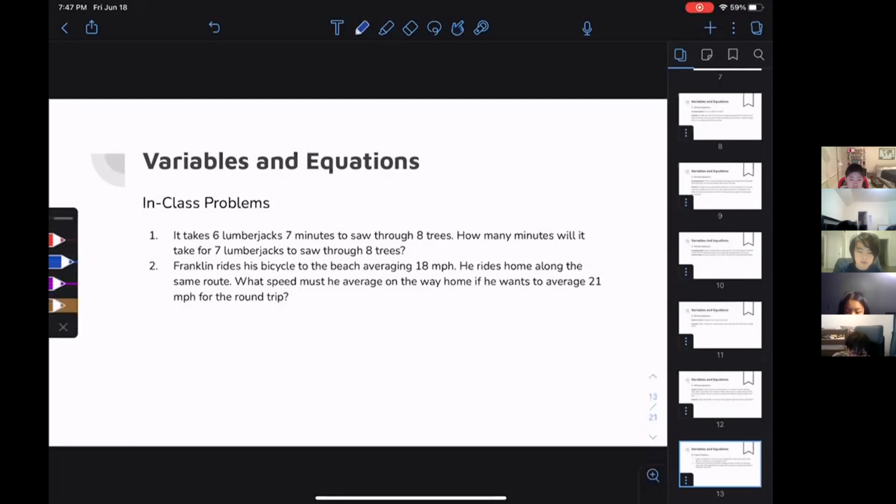So it takes 6 lumberjacks 7 minutes to saw through 8 trees. So if you were to turn those 6 lumberjacks into 1 lumberjack, it takes 1 lumberjack 42 minutes to saw through 8 trees. So if you divide that by 7, you'll get 7 lumberjacks take 6 minutes to saw through 8 trees.